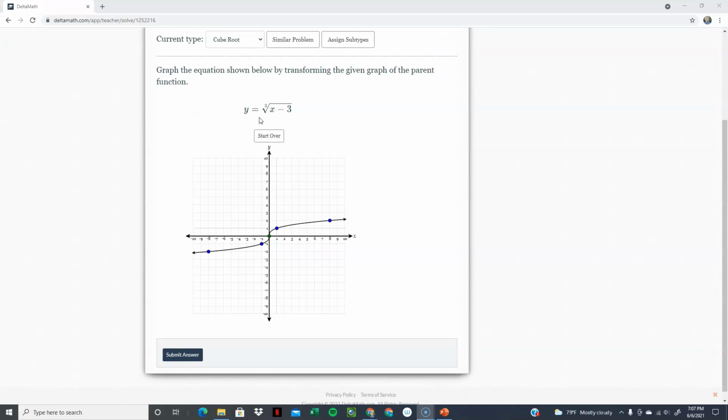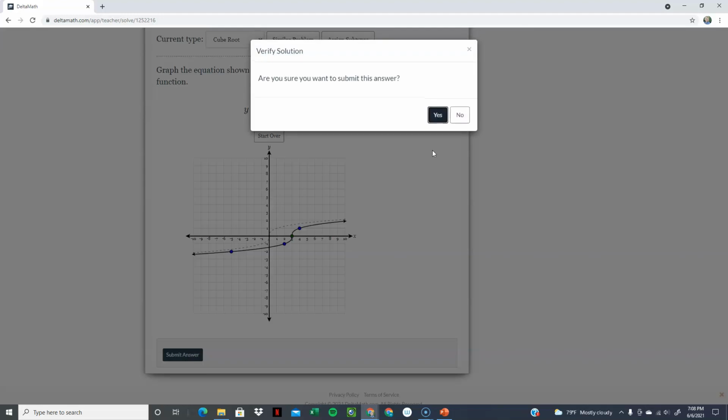So here we have the cube root parent function, but we're subtracting 3, and this is inside the function. It's underneath the cube root, so that's inside the function. So that would be a shift right 3 units if you reference the table. So I'm going to go ahead and shift right, and it kind of locks into place. And we have no other transformations here, so all these other points should stay the same with respect to that point. So I'm going to go ahead and submit this.